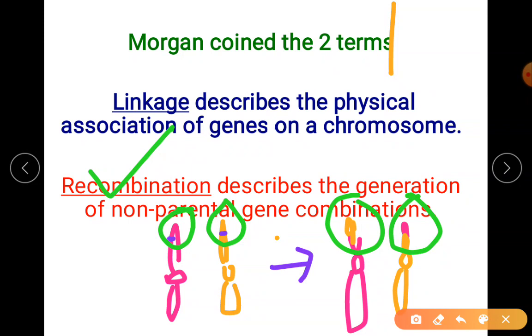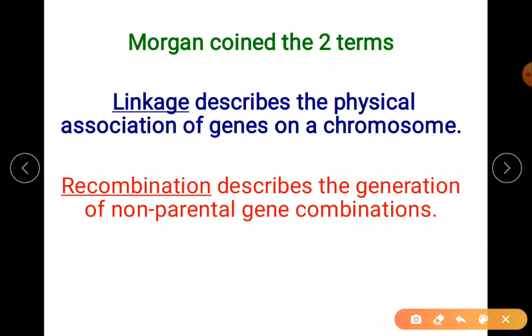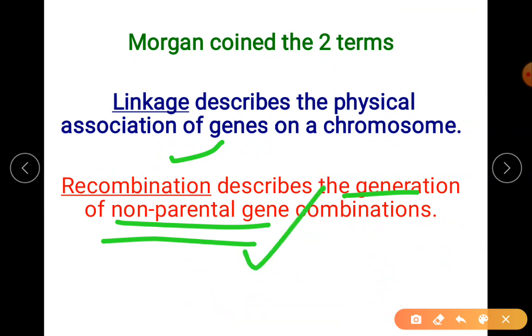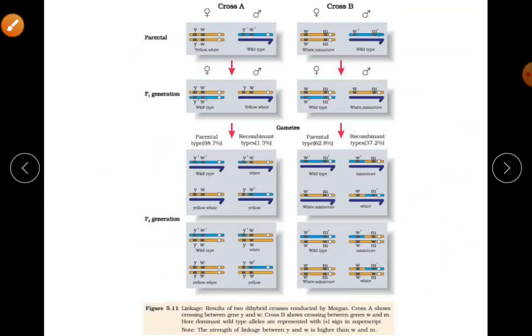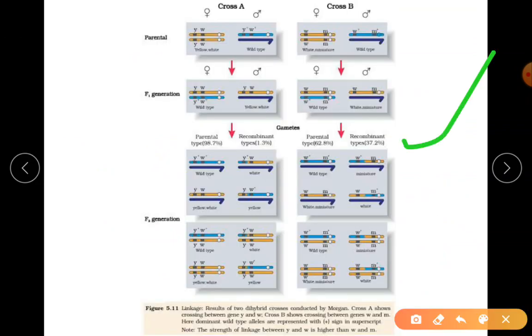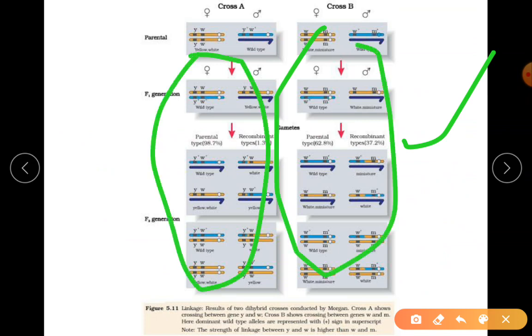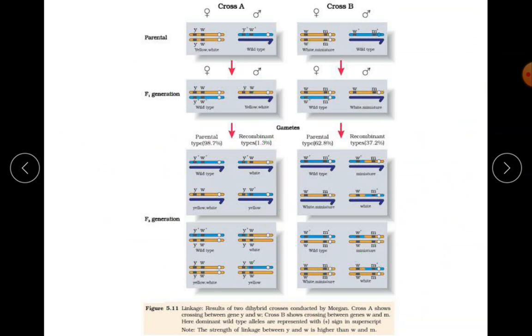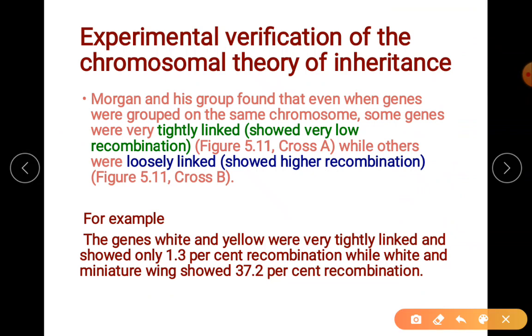I hope you got some idea. This is trying to describe the generation of non-parental gene combinations. Because of the exchange of DNA segments, there is non-parental gene combination. So this is what they are trying to explain. These are your two types. You can see how far apart they are and how close. In the second one, you can find the white and the miniature wings. It's explained here, from the textbook I have taken.